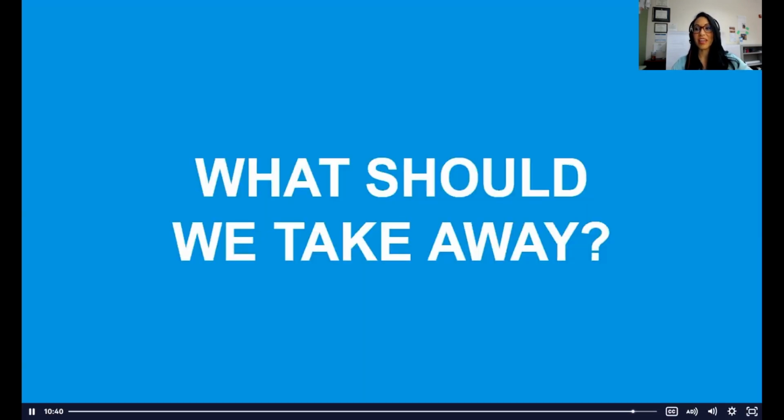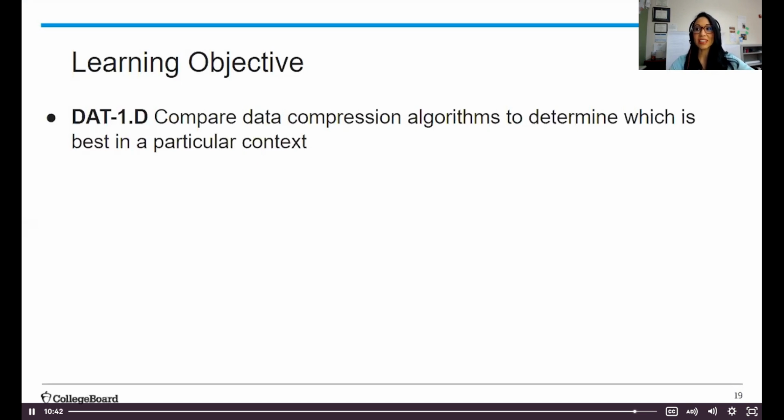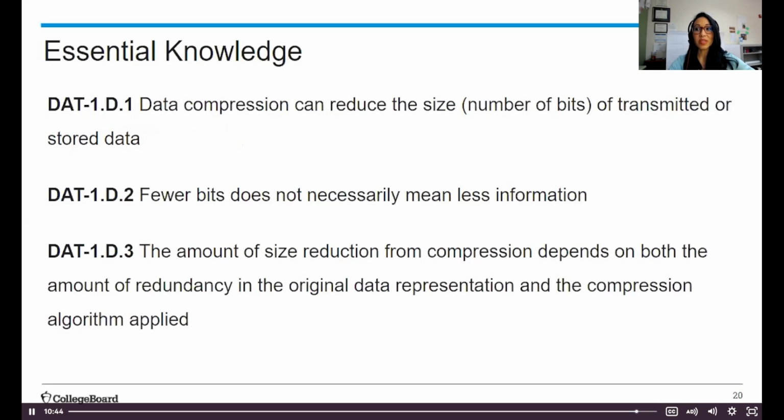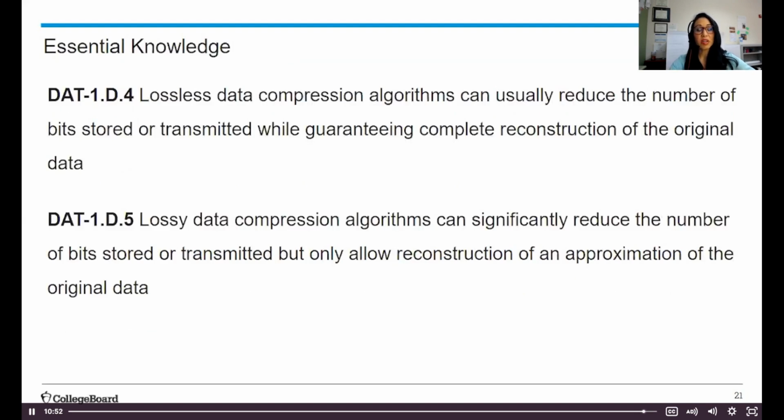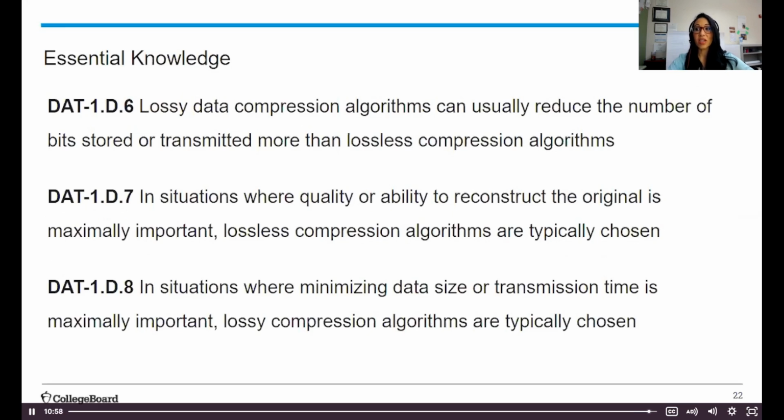So we reached the end. What did we learn today? We looked at data compression and we saw how fewer bits does not necessarily mean less information. We looked at how data compression can reduce size. We also compared two different types of data compression, the lossless and the lossy. And we also looked at situations in which you would use the lossless or the lossy compression.